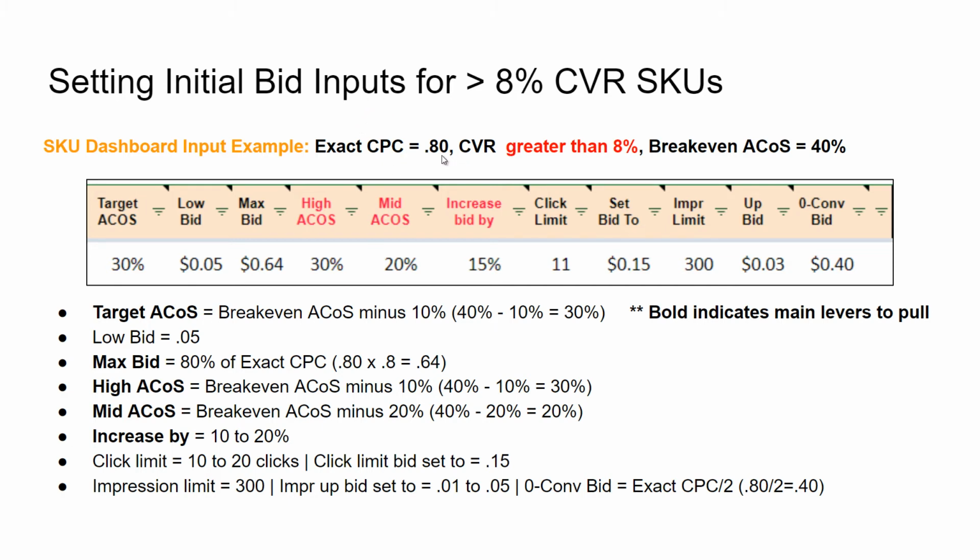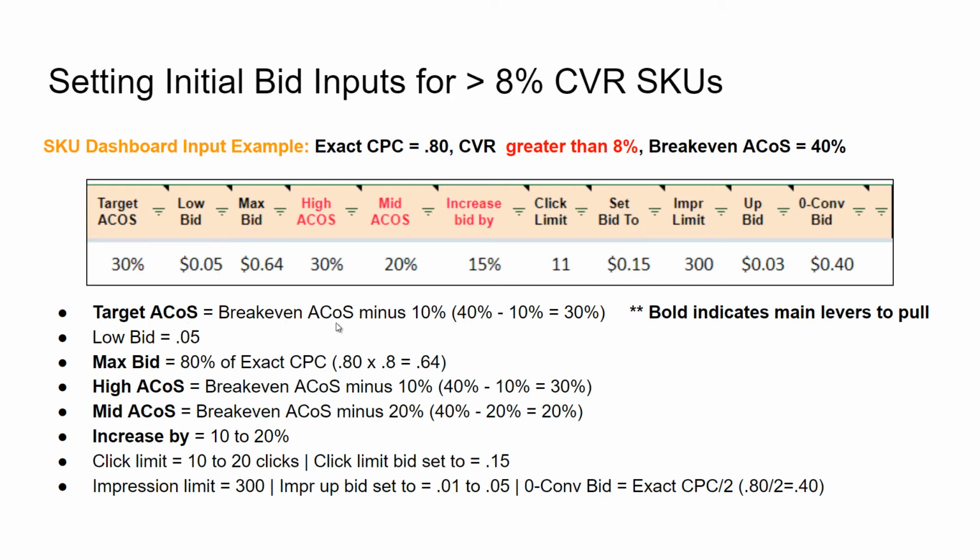We've gotten our 80-cent cost per click average from the tile that we went over in the last slide, and we've seen that this CVR is greater than 8%. You do need to know your break-even ACoS, which is kind of the same thing as your gross margin that you calculate. So figure that out. We'll assume in this one it's 40%, and then based on those numbers, we can start to assign some initial inputs to get started with.